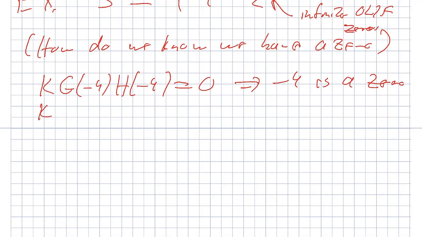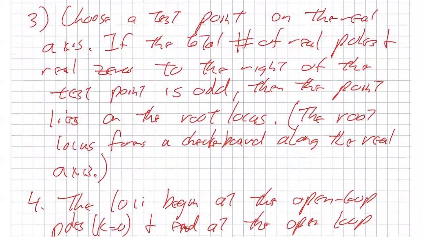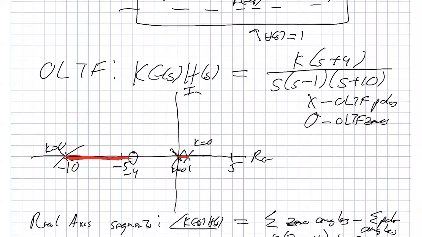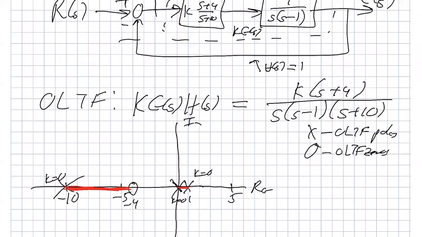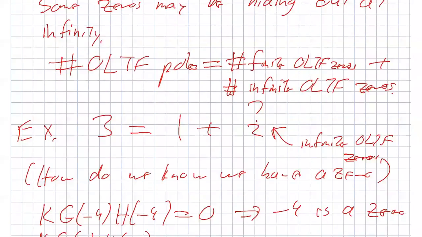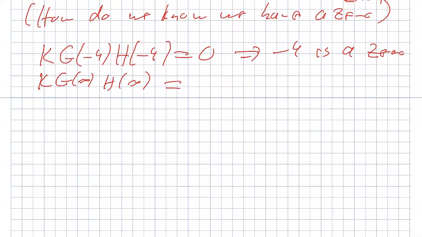But also, if we put K G of infinity, H of infinity, because we have more poles than we have zeros, when we put in infinity, this is also going to go to 0. So that's the key thing: more poles than zeros, so therefore infinity is a zero.